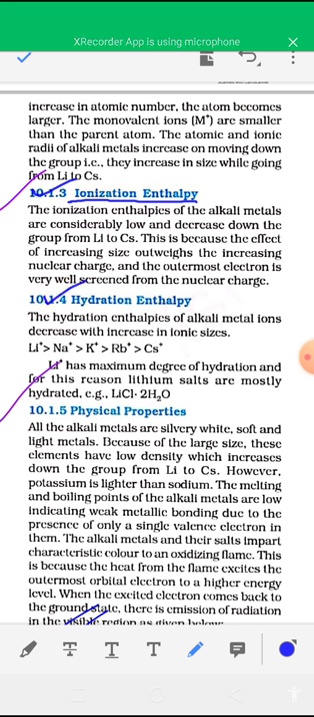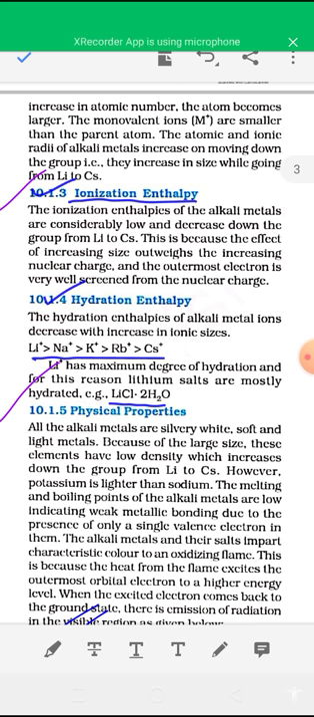Next is hydration enthalpy. Hydration enthalpy means energy released when a metal ion dissolves in water. Hydration enthalpy of alkali metal ions decreases with increasing ionic size. So maximum hydration energy is for lithium, and it decreases from lithium ion to cesium ion. Lithium ion has the maximum degree of hydration due to its very small size, and for this reason lithium salts are mostly found in hydrated form in nature. It releases the maximum amount of energy when a compound of lithium dissolves in water.